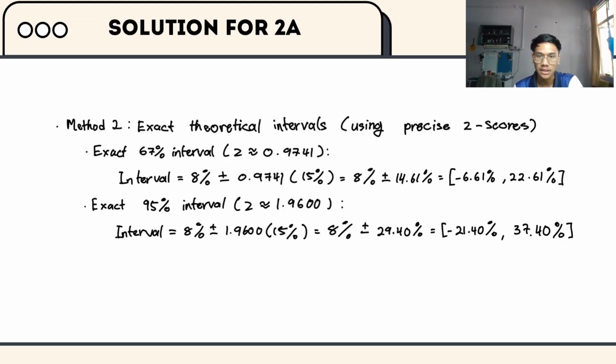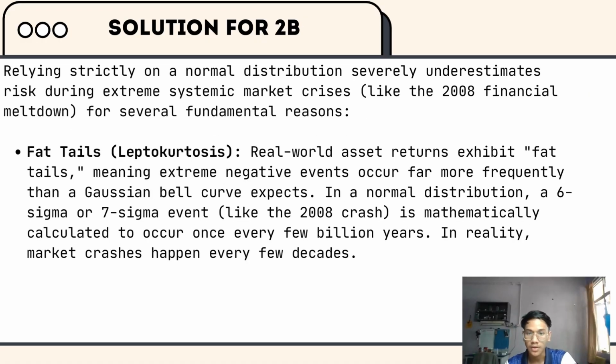And for the exact 95% interval, we're going to use z approximately 1.9600. We use the same formula, and we will get negative 21.40% and 37.40%. Okay, and question D is to briefly discuss why assuming a perfect Gaussian world might underestimate risk during extreme market crashes like the 2008 financial crisis.